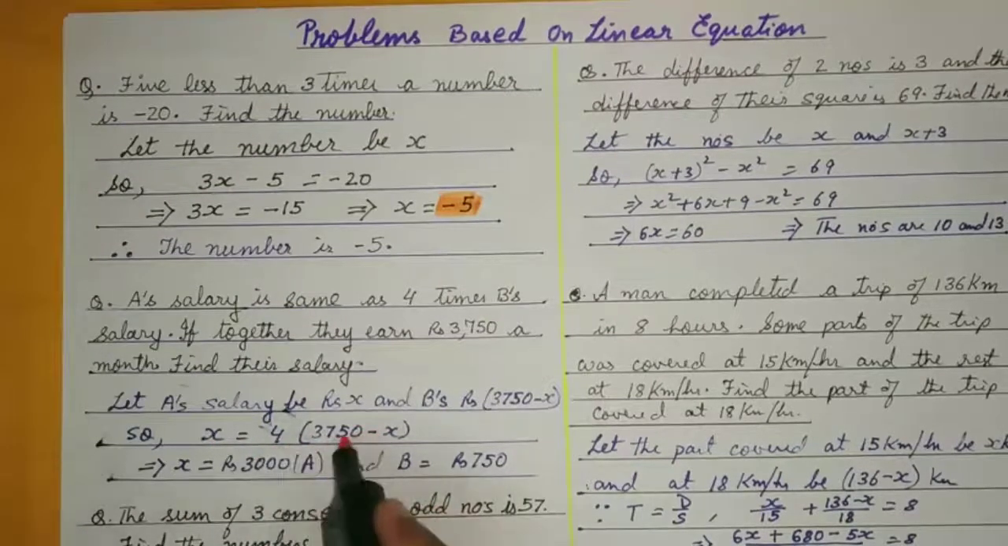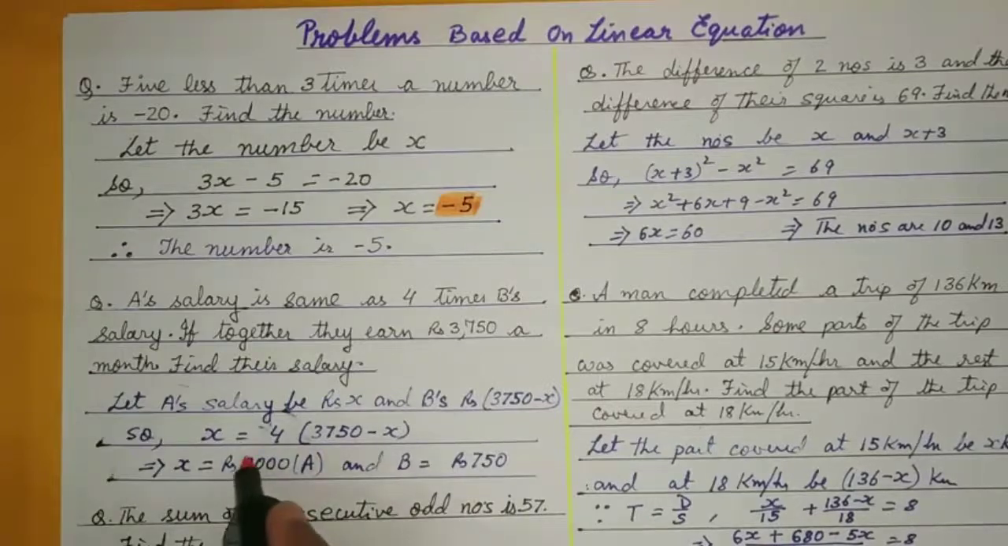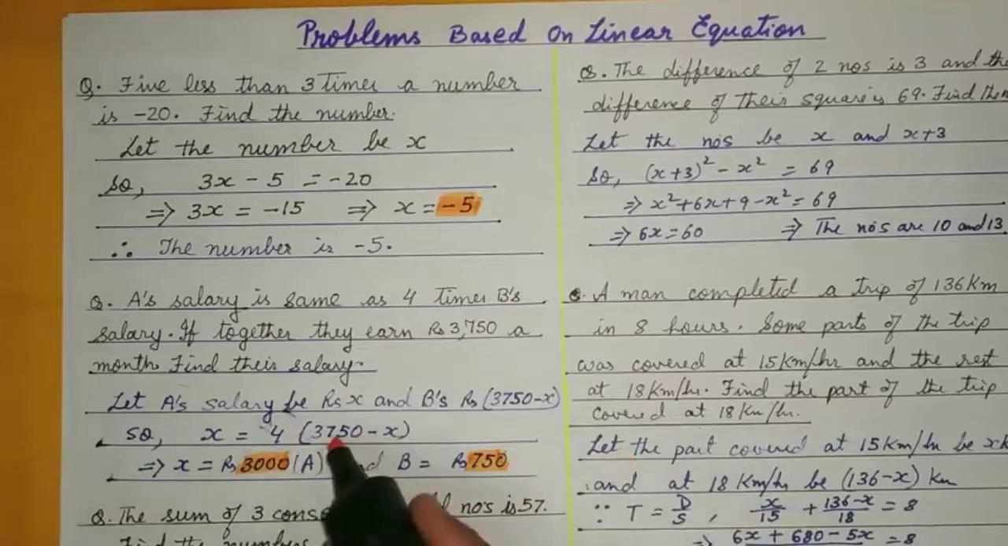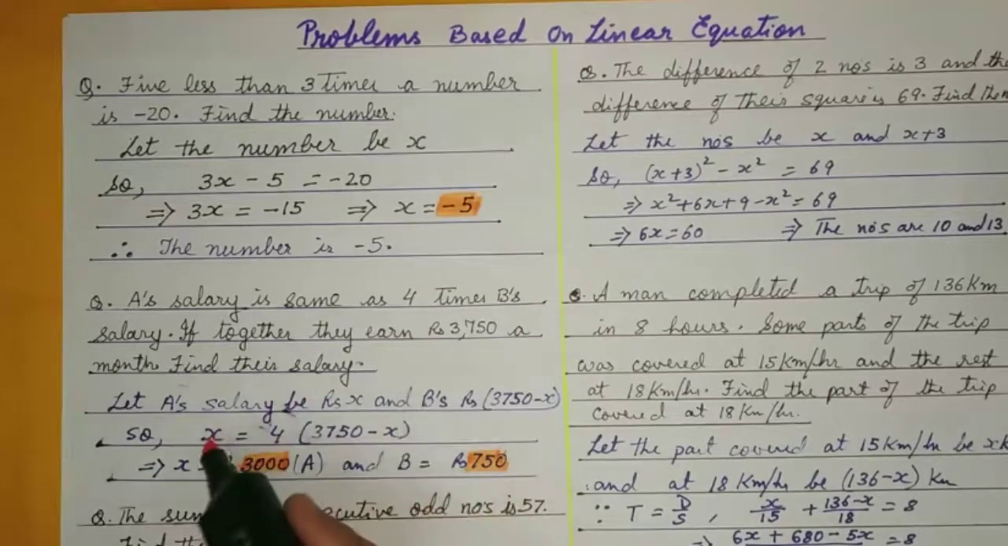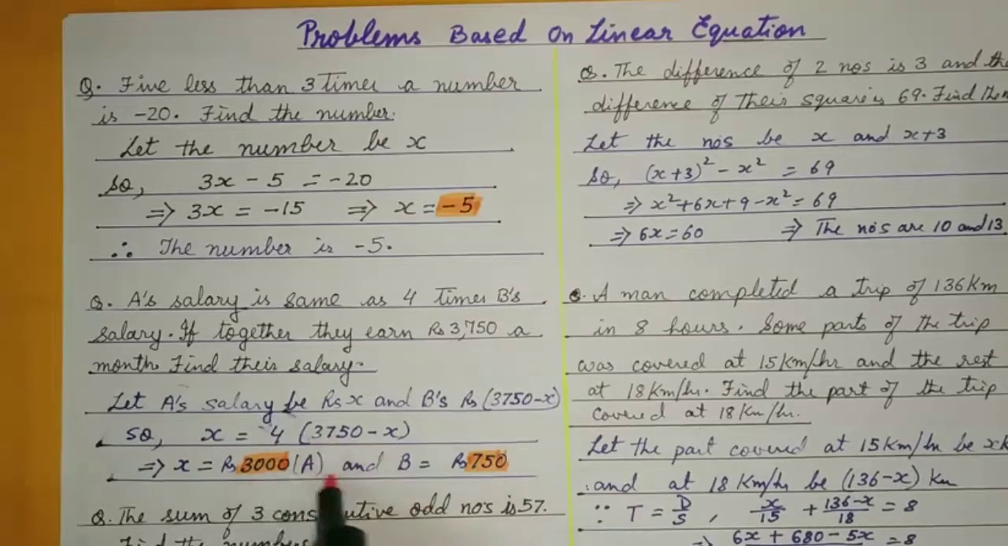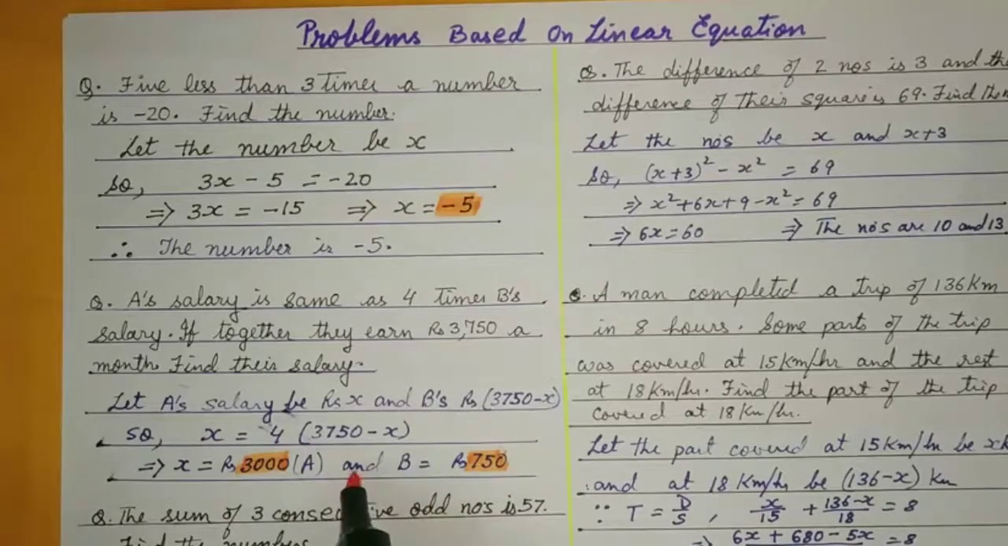When you multiply, you will get the answer as X is 3,000. When you subtract, you get B's salary. Again, I leave it up to you. 4 into this number, 4 into X. 4x comes this side, becomes 5x. Cancel, get the answer. This solution, please do it in your rough and then put the answer. If you have any doubt, please ask me in the comment section.